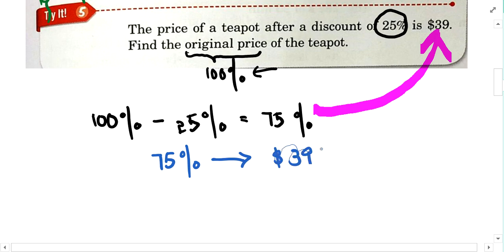Which is the discounted price, the teapot is $39. But I don't want to find the discounted price. I want to find the original price. Go back to original price again. Original price is how many percent?